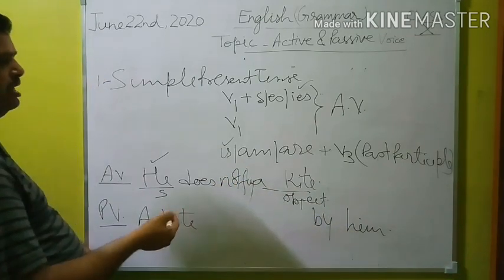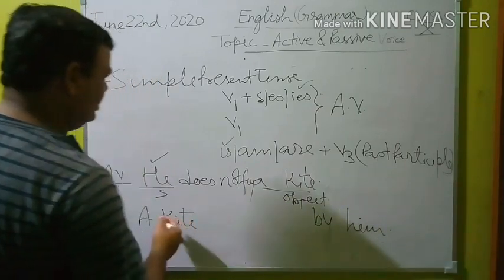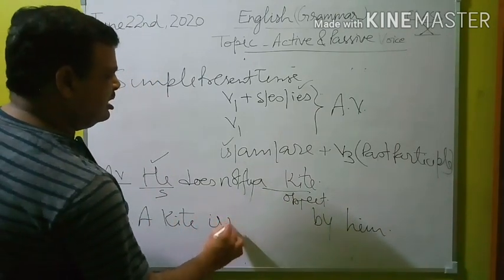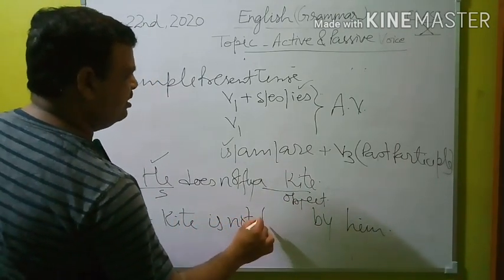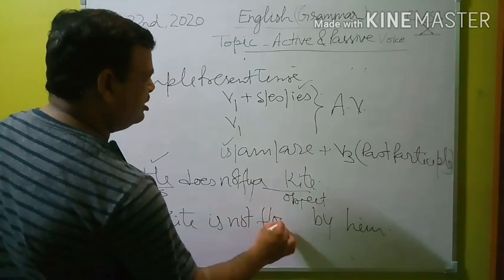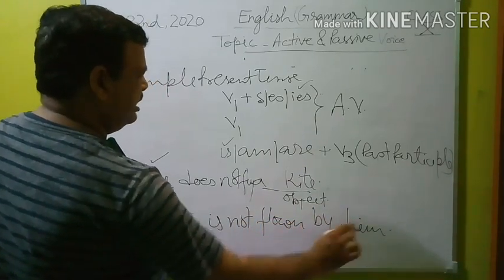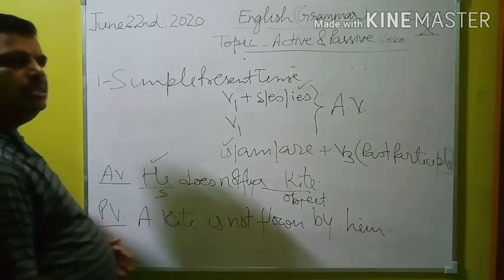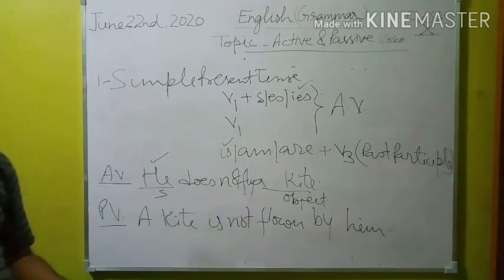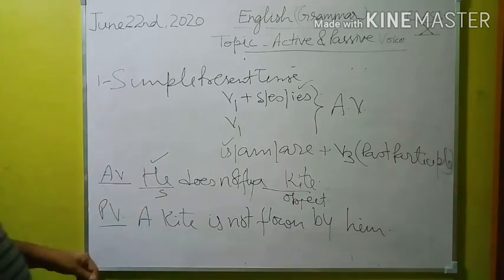So does not fly, that means it is a negative sentence. So here a kite is not flown by him. So in this way you can change a negative sentence of simple present tense into passive voice.